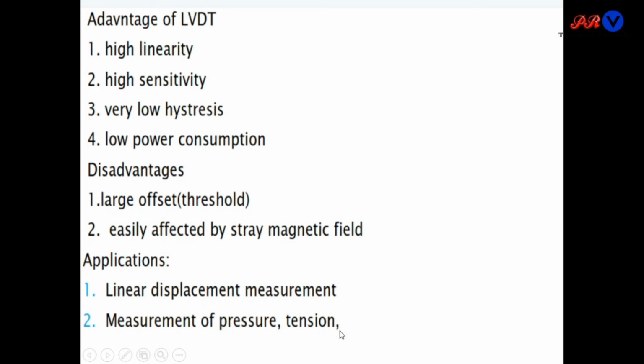So this is all about the LVDT, linear variable differential transformer, which is a widely used device for measurement of displacement by providing differential output.